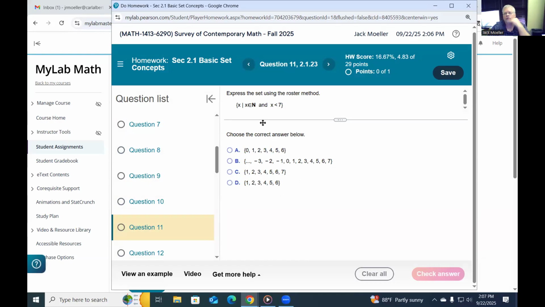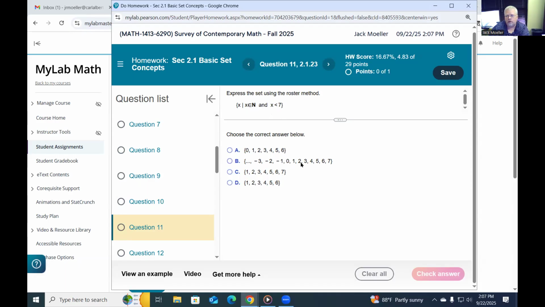Okay, so how about this one? This is the set X such that X is an element of the natural numbers. See, you're going to have to learn to read that. And so when it says it's an element of natural numbers, I now know that I'm dealing with only positive, non-fraction, non-decimals, and X is less than 7. So that means it's not equal to 7.